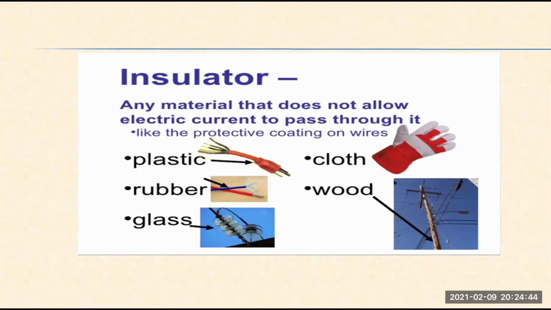Wow, this is what? It's an insulator. So what is the actual definition of an insulator? Yes, any material that does not allow electric current. That means some substances don't allow the current to pass from one place to another, like plastic, rubber, glass, cloth, wood. So electricity cannot pass through these things from one place to another because it is not allowed. That's why some electricians also use hand gloves, isn't it?